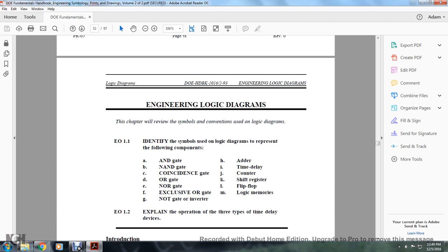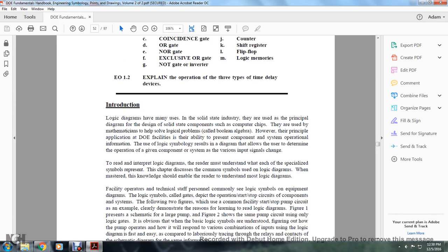Engineering logic diagrams. Identify the symbols used in logic diagrams to represent the following components: the AND gate, the NAND gate, the coincidence gate, OR gate, NOR gate, exclusive OR gate, NOT gate or inverter, adder, time delay, counter, shift register, flip-flop, and logic memories. Introduction.